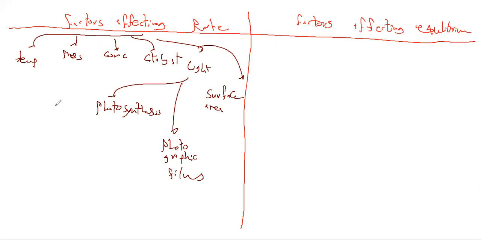These factors directly affect rate, which means speed, not amount, while equilibrium is amount, not speed. So factors affecting rate affect the speed of reaction, not the amount of the reaction. And then for temperature, how can we know this? Temperature increases rate because particles gain energy.